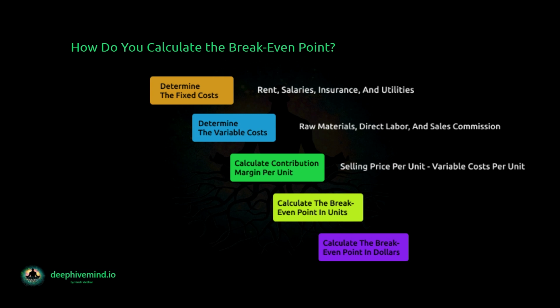Calculate the break-even point in units. This is the number of units that a business needs to sell to cover its fixed costs and break even. Break-even point in units equals fixed costs divided by contribution margin per unit.